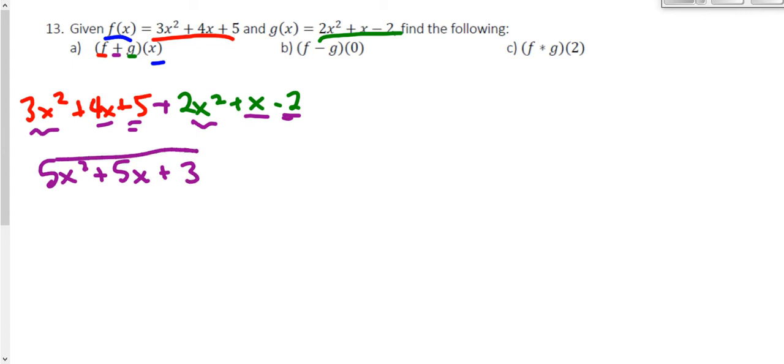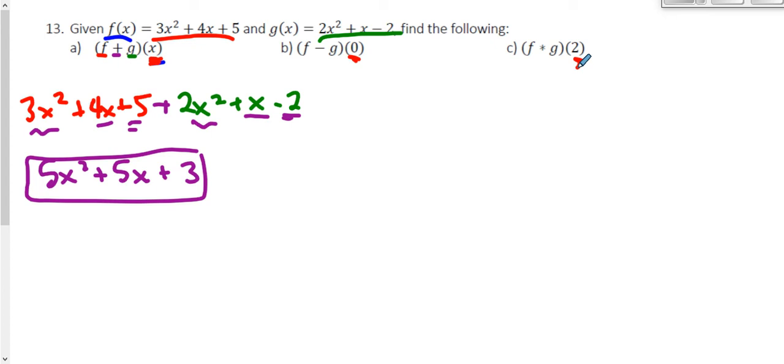Now for problems B and C, the difference you're going to see here is instead of having this of x at the end, I actually have of a number. And there's two different ways to solve these problems. You can either do the operation first with just x in, like we did for example A, and then plug in the number they've given you at the end, or you can plug in the number they've given you first and then do the operation. And I actually think that way is much, much easier. So, for example B, I'm not going to do f minus g first and then plug in 0. I'm going to plug in 0 first and then do f minus g.